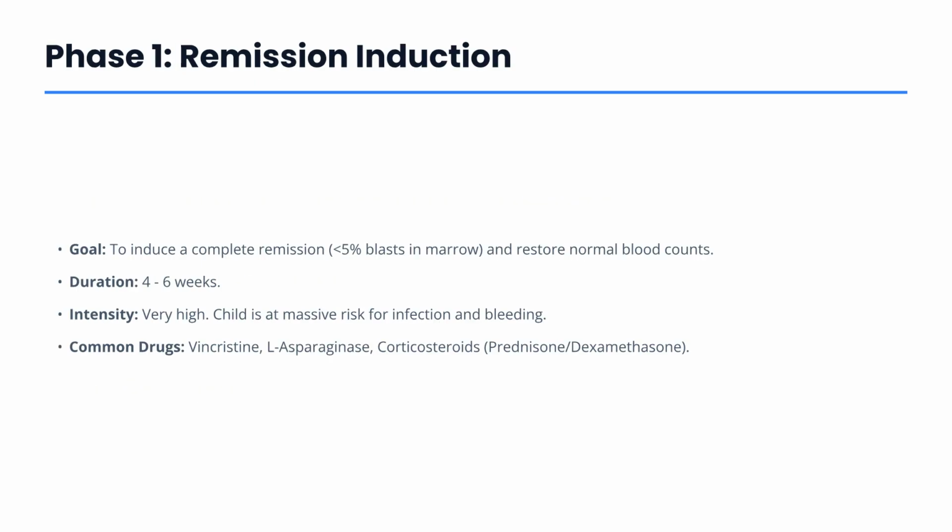Phase 1, remission induction, lasts 4 to 6 weeks. The goal is complete remission, which means less than 5% blasts in the marrow. This is a highly intense phase where the child is at massive risk for infection and bleeding.